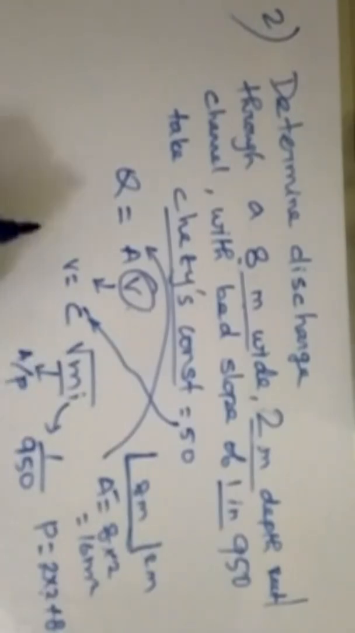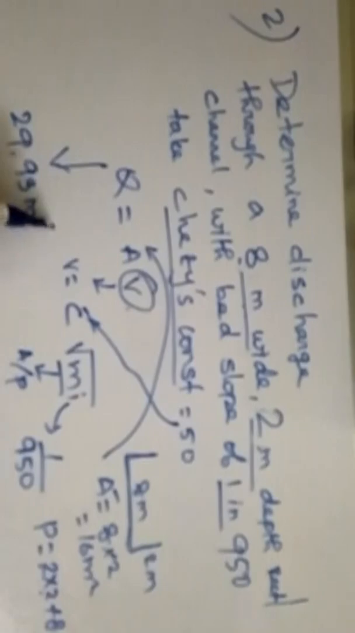If I substitute, I will get the velocity value. I don't know exactly what the velocity value is, but if I substitute this velocity in this, then I will get the discharge value equal to 29.93 meter cube per second. Next, a very important and the biggest problem, trapezium shape problems. We will discuss the trapezium shape problems as the third problem.